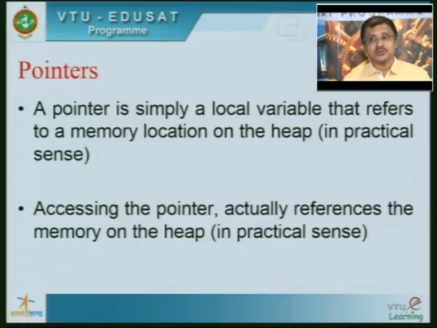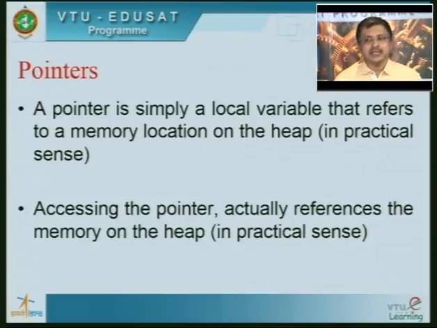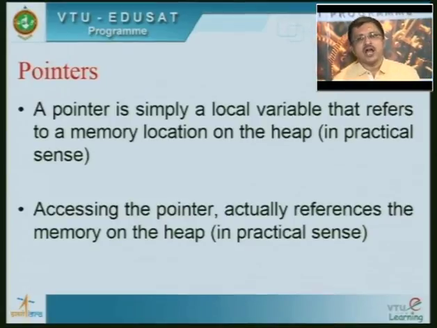But please remember, I also said if I say int x, and then int star IP, and then when I say IP is equal to ampersand x, basically star IP and x are the same. But star IP is an indirect reference, x is a direct reference. Which programmer would like to do that? So, more often a pointer is used as a local variable that refers to a memory location on the heap. This is the more useful usage of pointers.